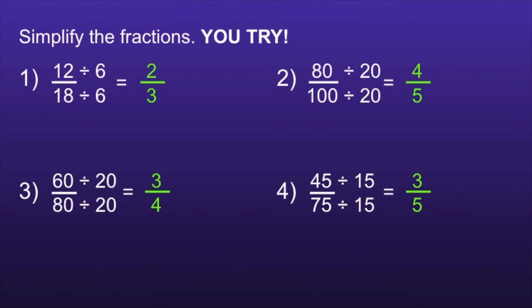Number 1. 12 over 18 as a simplified fraction is 2/3. Number 2. 80 over 100 as a simplified fraction would be 4 over 5, or 4/5. 3. 60 over 80 as a simplified fraction would be 3/4. And number 4. 45 over 75 as a simplified fraction would be 3/5.